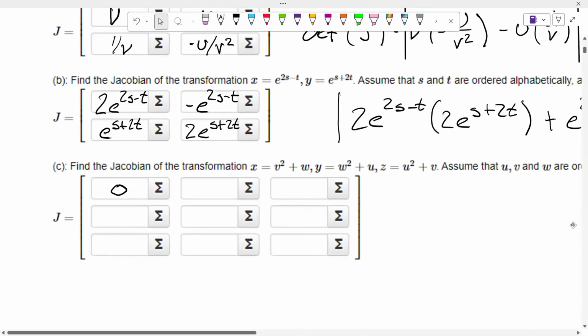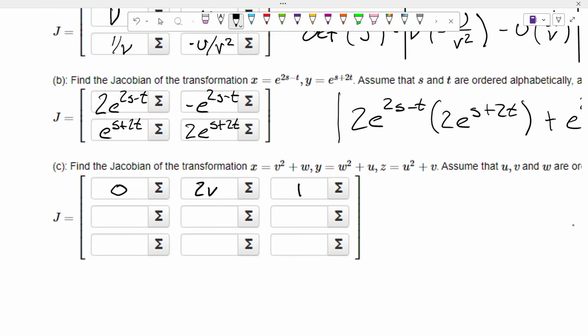We'll zoom in a little bit here. Then I want X partial V, which is 2V. And then I want X partial W, which is 1.